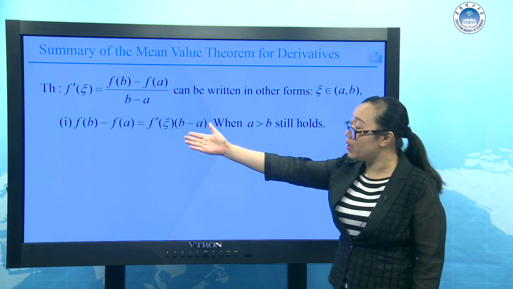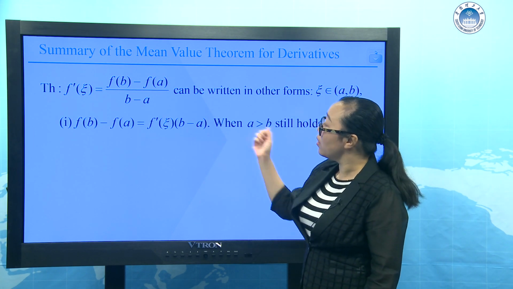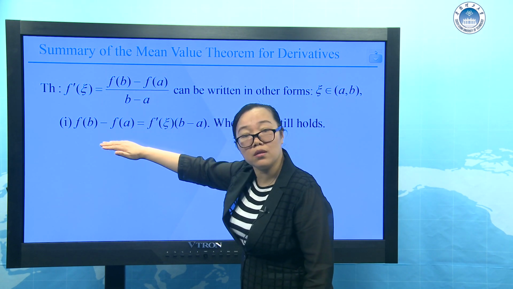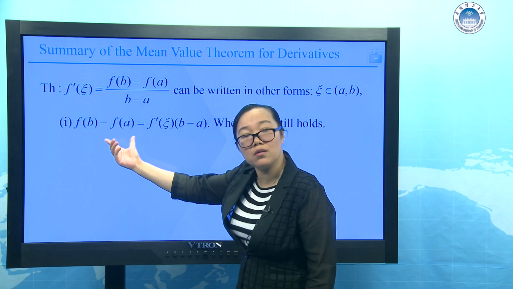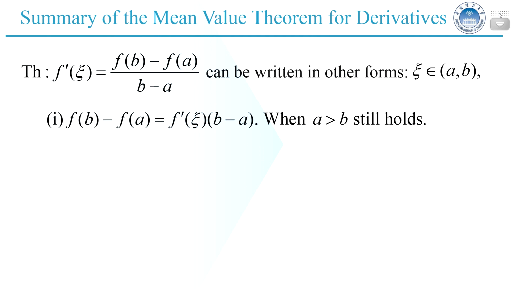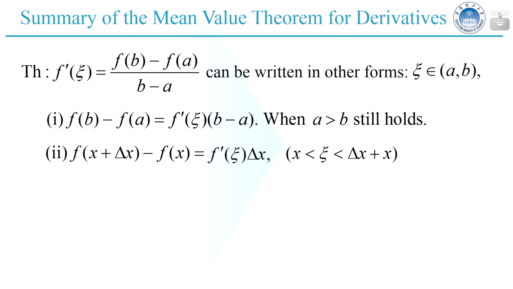So now, look at case 1. We can write it in this form. f(b) minus f(a), the difference of the two function values, equals f prime at some given point c, times the difference of the two variables, b minus a. If a is less than b, the formula still holds. Case 2, we can write it in another form.